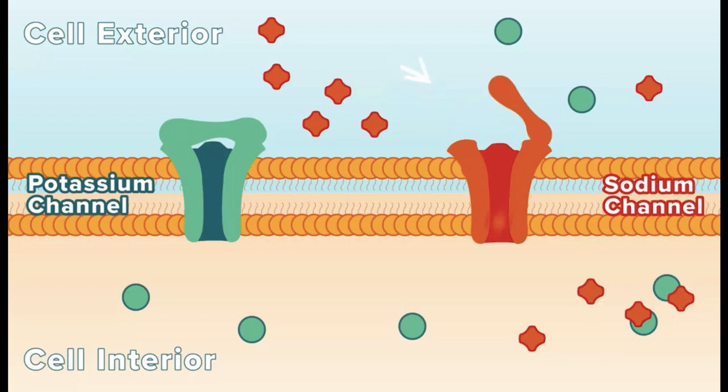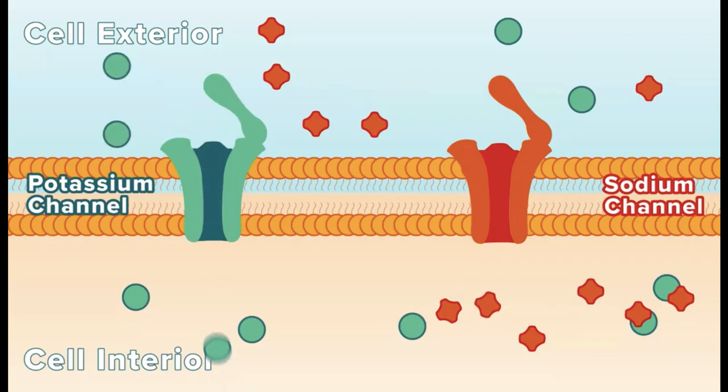Sodium and potassium ions diffuse through the membrane channels to the opposite sides of the membrane. They naturally move from areas where there is more of the same ion to areas where there is less.